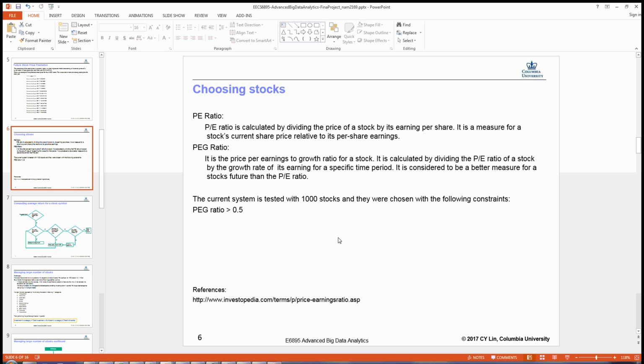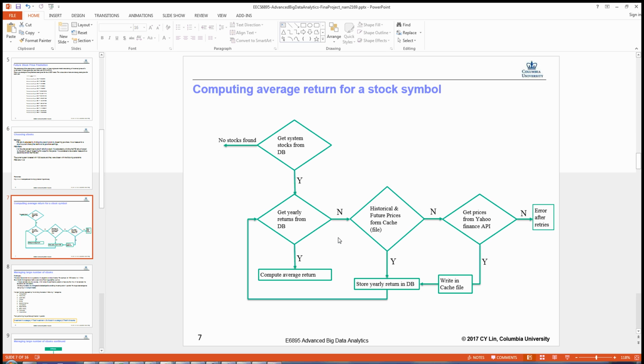And I chose my 1,000 stocks based on the fact that all of them had a PEG ratio greater than 0.5 and a PE ratio greater than 0.